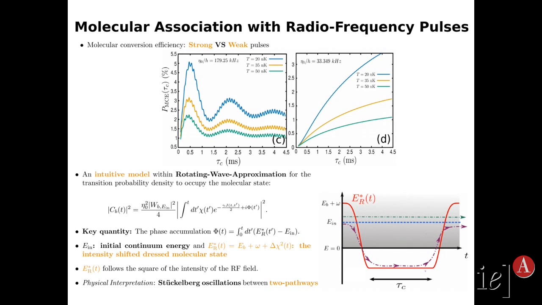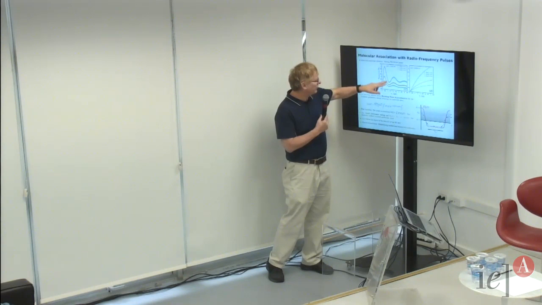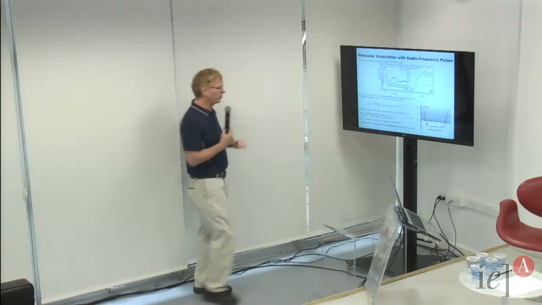But when you go stronger, this is at amplitude of the modulated square well depth of 33 kilohertz. This is now 180 kilohertz, much stronger, enough to go below threshold. Now you see the Stueckelberg interference oscillations are the slow oscillations. The fast oscillations you see here are a two photon interference effect, with the one interfering with one photon, causing these fast oscillations.